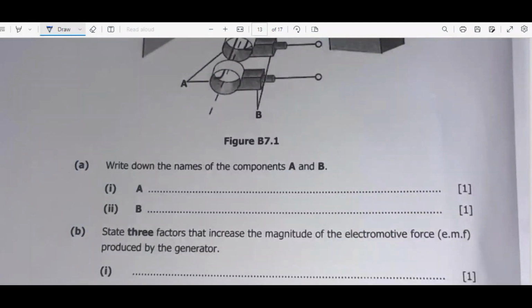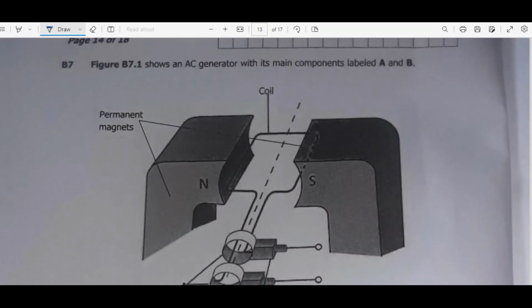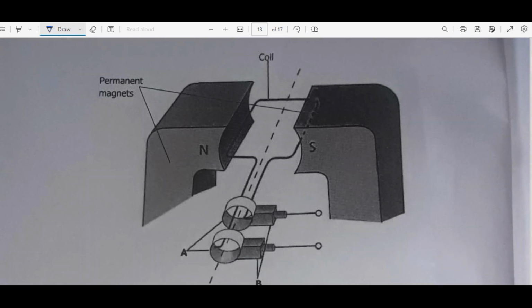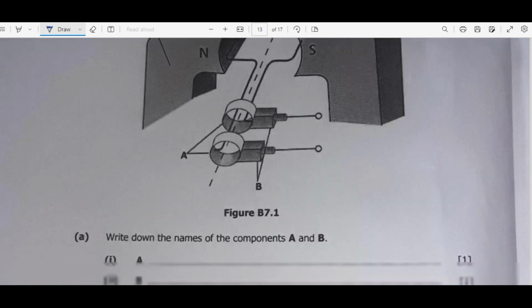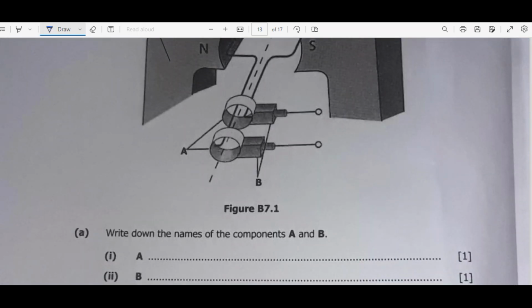Okay, so now we move on to question 7. Figure B7.1 shows an AC generator with its main components labeled A and B. Now let's look at the first question. Write down the names of components A and B.